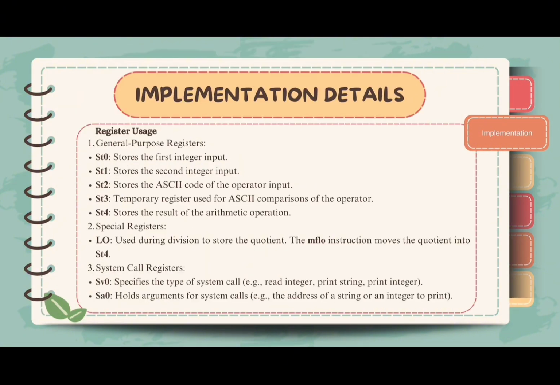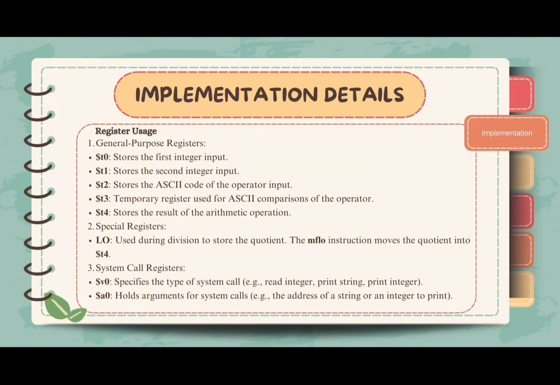Next, register usage. For general purpose registers, $t0 stores the first integer input, $t1 stores the second integer input, $t2 stores the ASCII code of the operator input, $t3 is a temporary register used for ASCII comparisons of the operator. $t4 stores the result of the arithmetic operation. Secondly, special registers. LO is used during division to store the quotient. The mflo instruction moves the quotient into $t4.